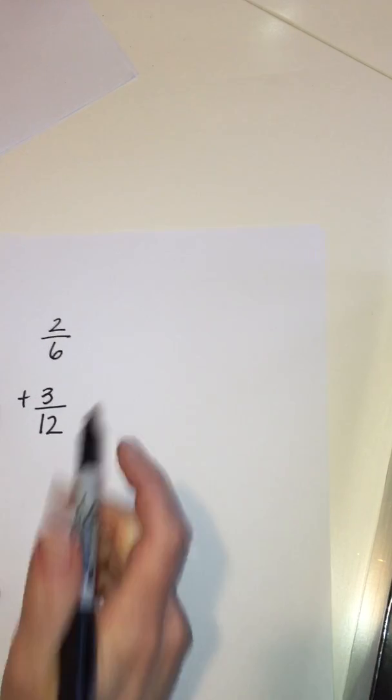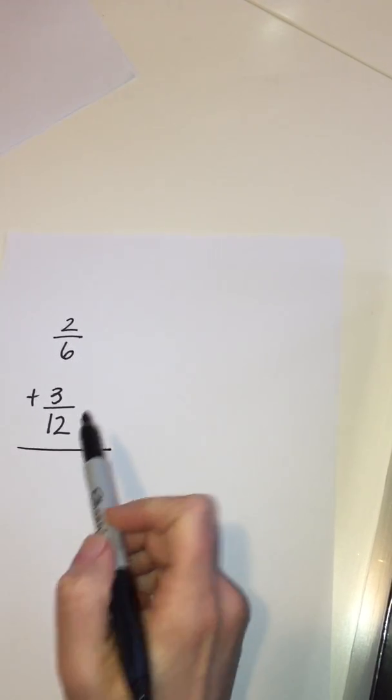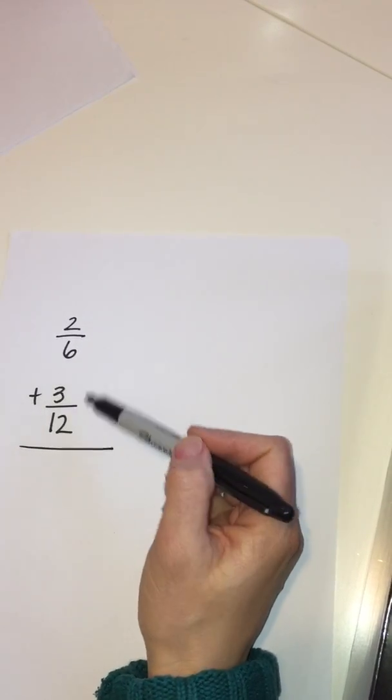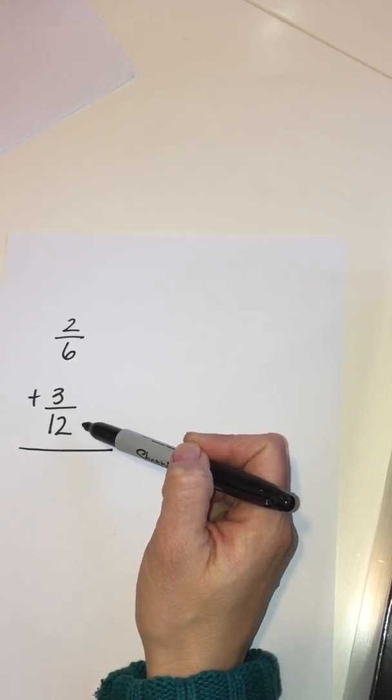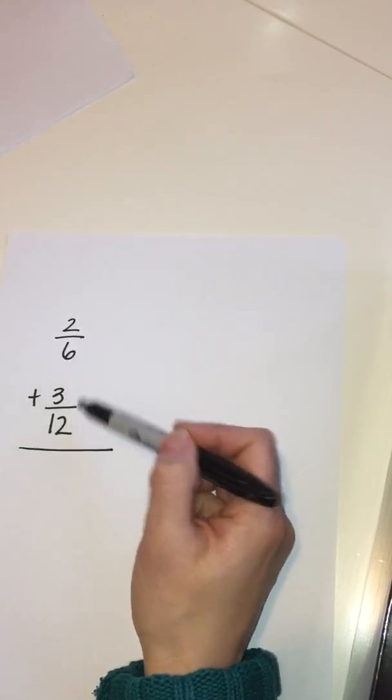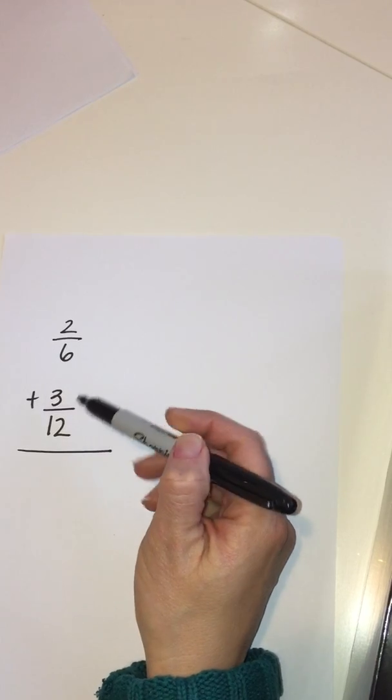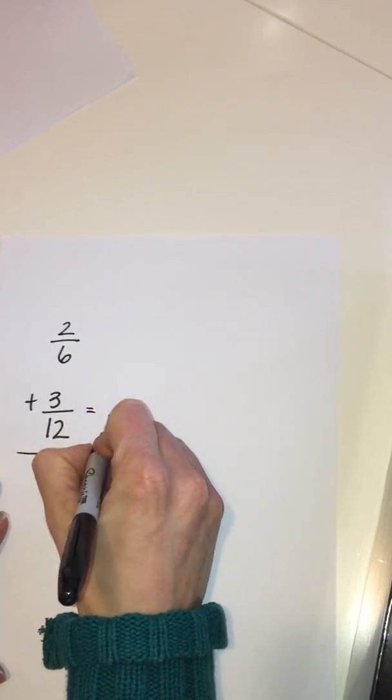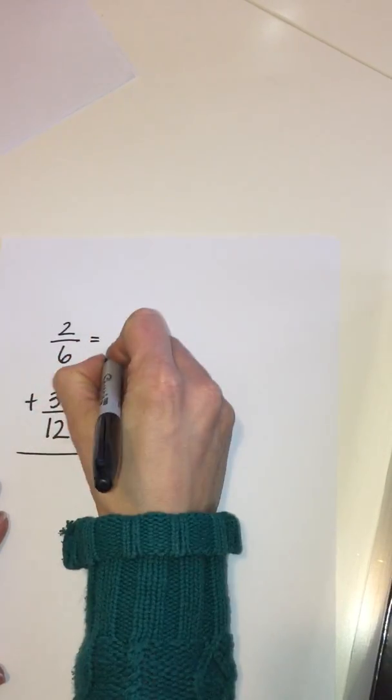Another strategy you can use is when you look at your two fractions that you're adding, look and see if you can just use the bigger denominator. So in this case I have 6 and 12, and I know 6 can go into 12. So I'm just going to set both of my denominators equal to 12.